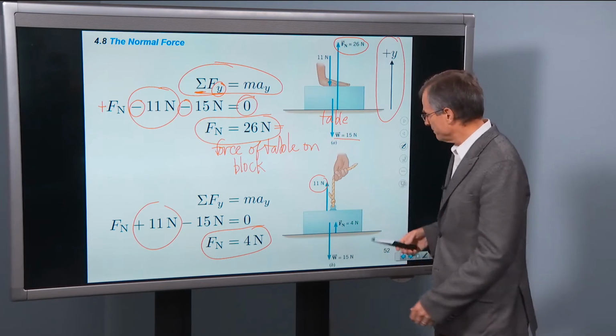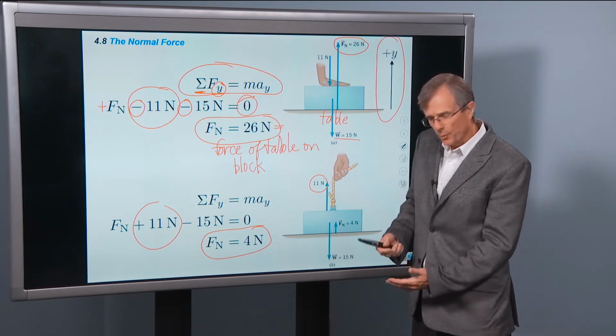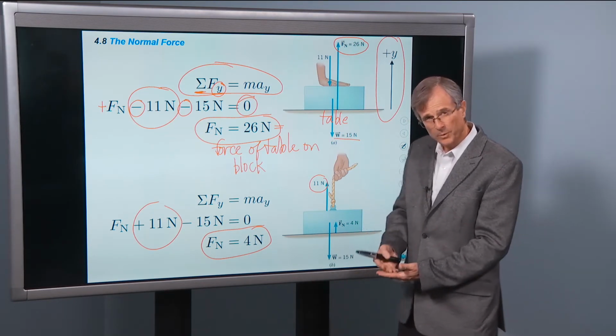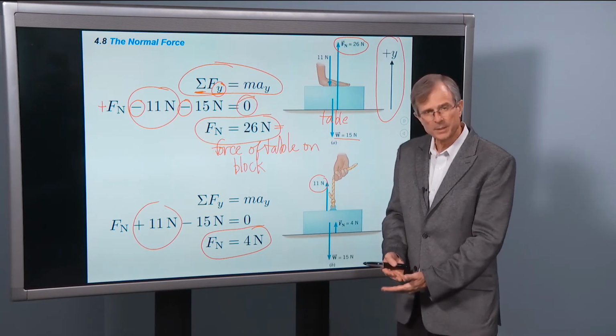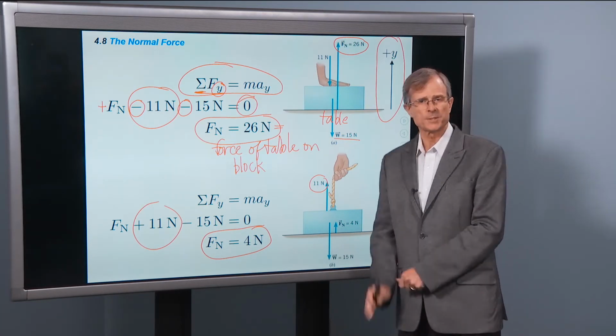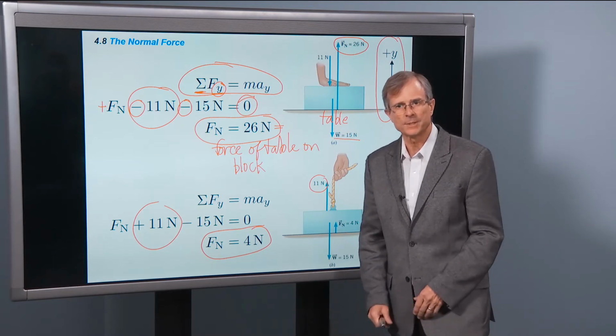Well, because you've lessened the normal force of contact between the block and the table by lifting up on the block instead of pushing down, pushing it harder into the table.